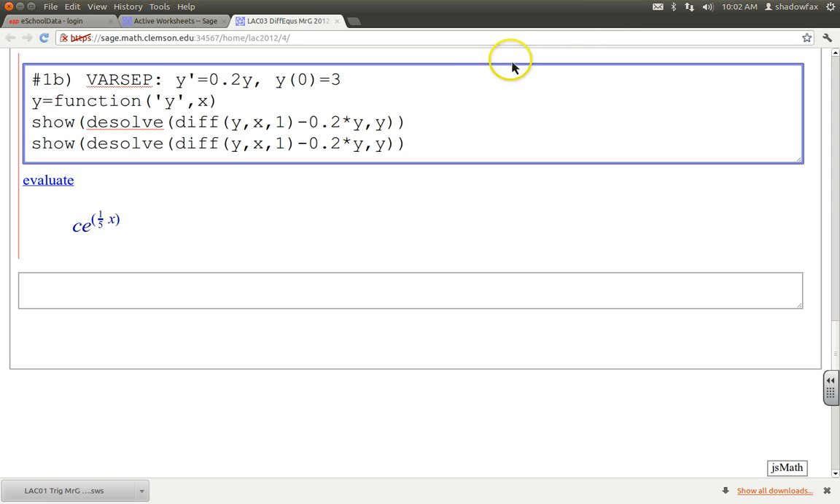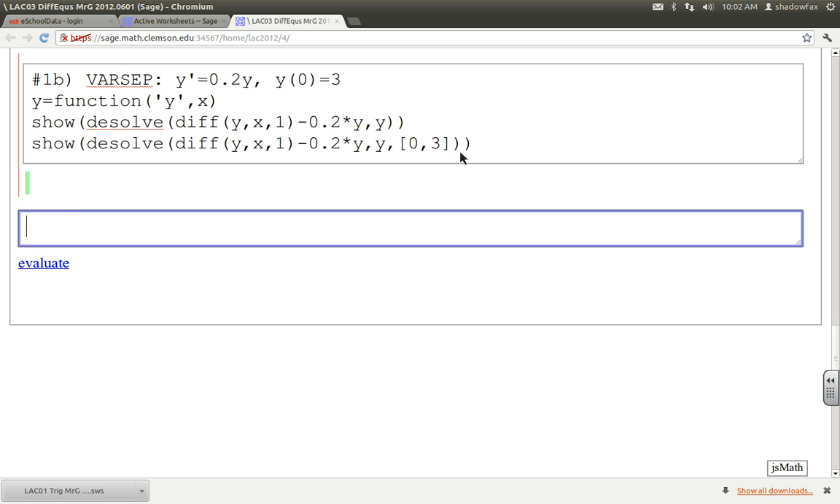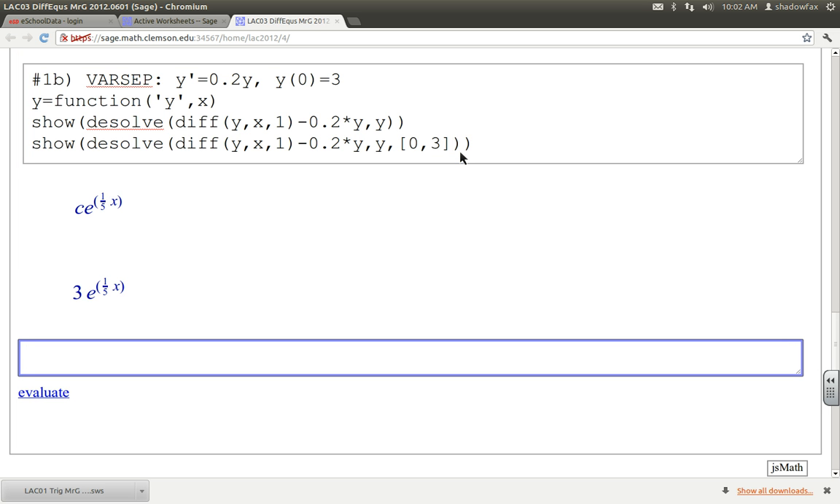This is how you put the initial condition in. Ready? It goes, where does it go? After the y, so comma. My initial condition was when x is 0, y is 3. So this is how you write it: square brackets, 0, comma 3. And there's your initial condition.